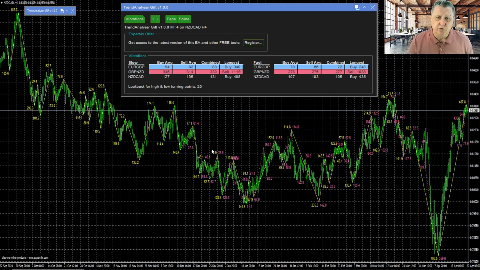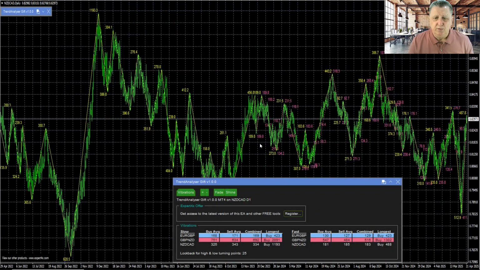But if you go to another level up again, similar to what I did before, you'll see some completely different numbers in here. The first one, you will obviously notice New Zealand CAD, you'll have a buy average of 325. You'll have a sell average of 342. You will have a combined, which is the average of those, of 334. But now look at the longest one in the slow vibration in here, 1193. And the longest one over here for the fast one is 488.